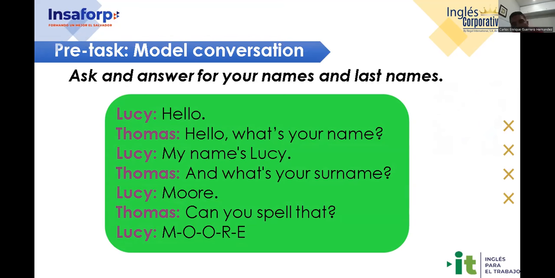M-O-O-R-E. Easy, right? Let's see. Volunteers. Vamos a ver. ¿Quién se anima acá con esta conversación? Yo. Sarita, go ahead. Empezamos con Sarita y con Héctor.